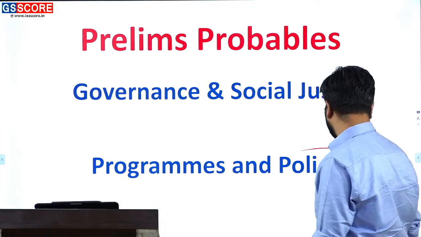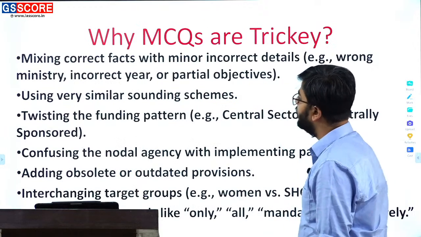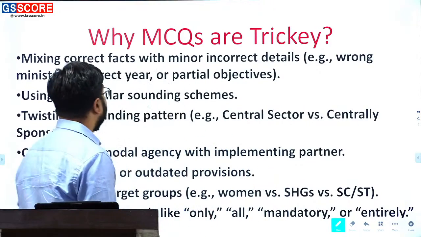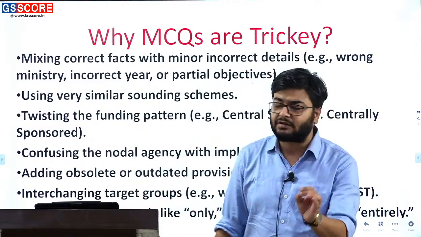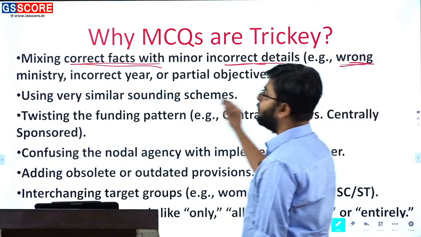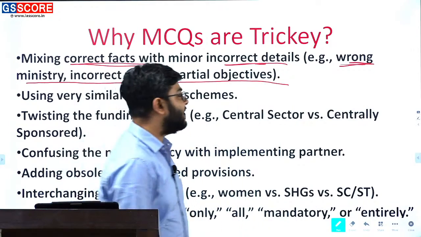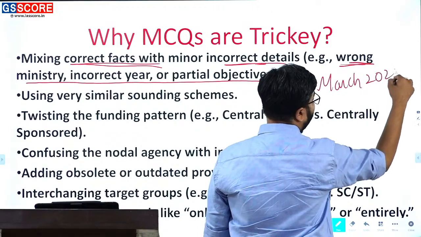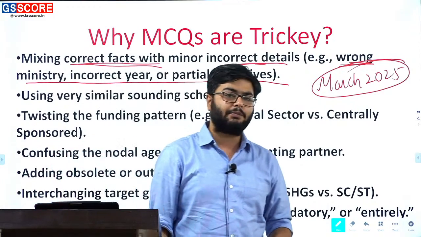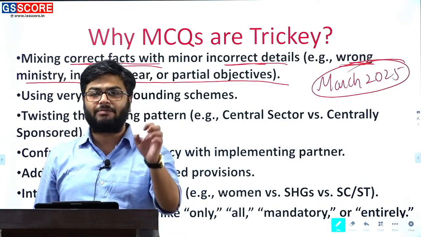Okay, so let us first have a look at the various traps, and I'll prove that with certain examples to you, showing why and wherein the traps are laid. If you see, they will mix a correct fact with an incorrect detail. Those can be the wrong ministry, incorrect year, or partial objectives. Just to give you an example, the Smart City Mission ended in March 2025, and that makes it one of the most important schemes to cover for this year's prelims, right? So this is an important fact for the reason that we are looking at the 2025 prelims.